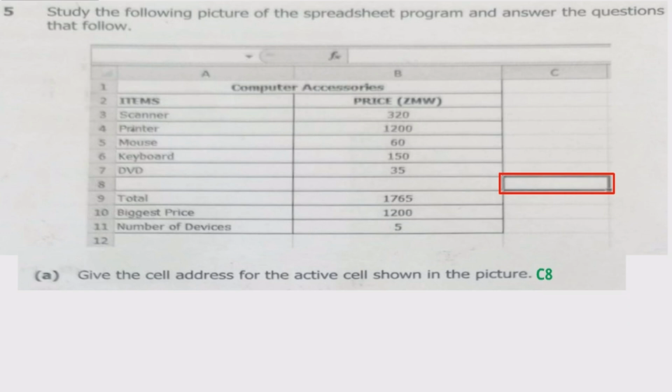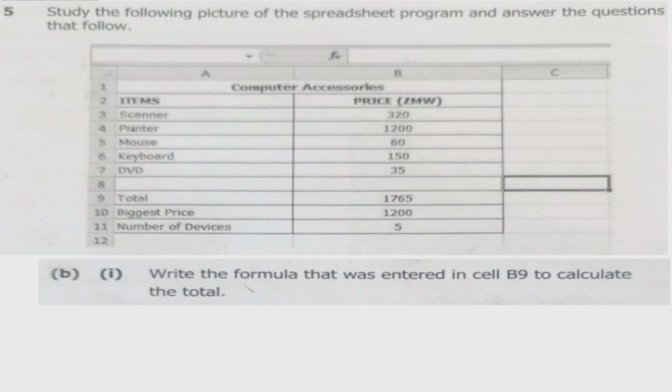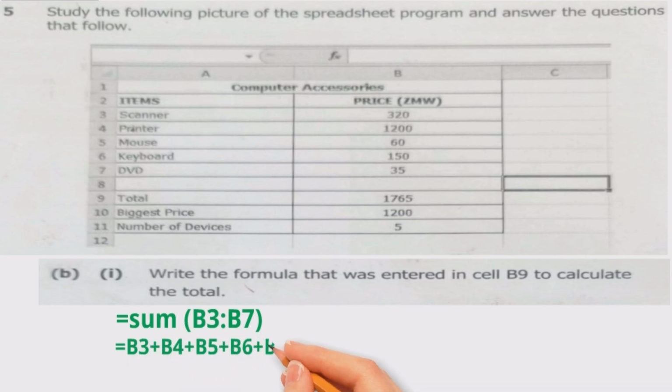Then we come to question 5B. Write the formula that was entered in cell B9 to calculate the total. So the formula that was entered is equal sign, SUM, open bracket, B3 colon B7, close bracket, which is equal to B3 plus B4 plus B5 plus B6 plus B7. That is the formula that was entered.